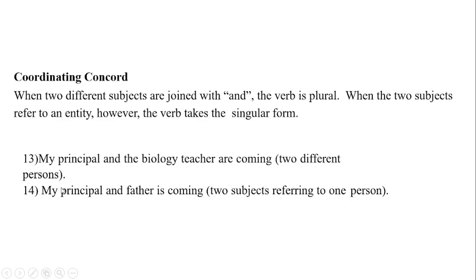In another instance, my principal and father is coming. In this instance, my principal is still my father because the article "the" is not there. So you can say, my Lord and Savior is here. My Lord and Savior is here. So you're still talking about one person. So you say, my principal and father is coming. So here, this coordinator "and" is not bringing together two subjects. It is still referring to one person.